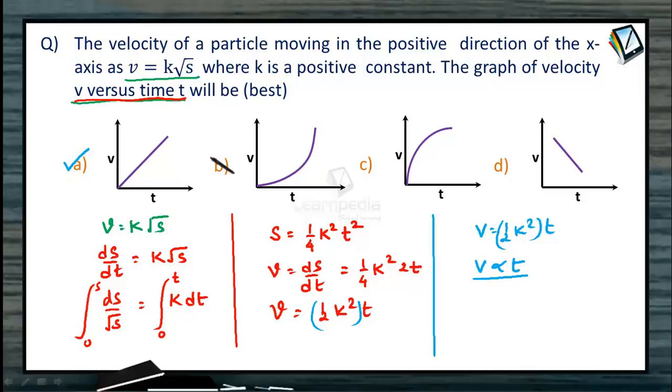B is not a proportional graph, so it is wrong. This is also not proportional, not starting from the origin. This is not starting from the origin either. It has a certain slope as well as an intercept. So this graph is also wrong. So the correct option will be option A.